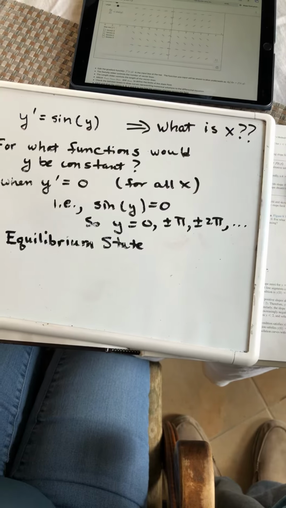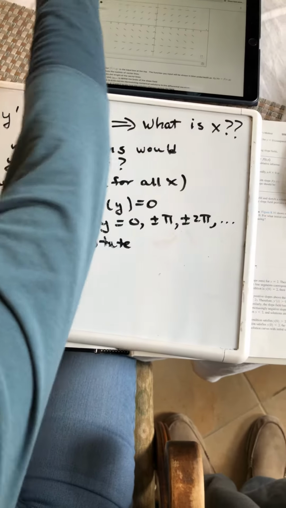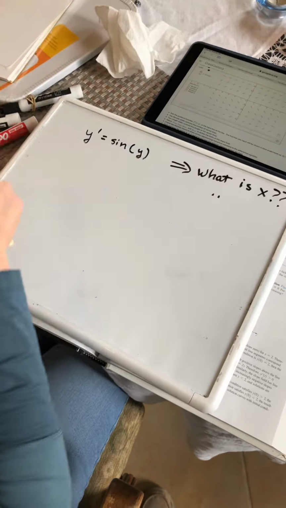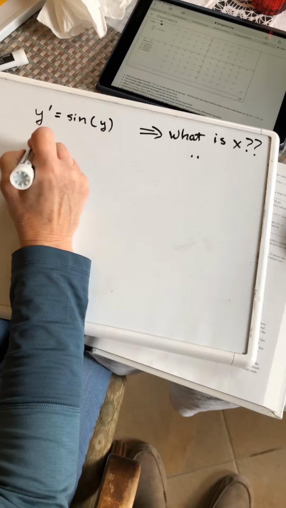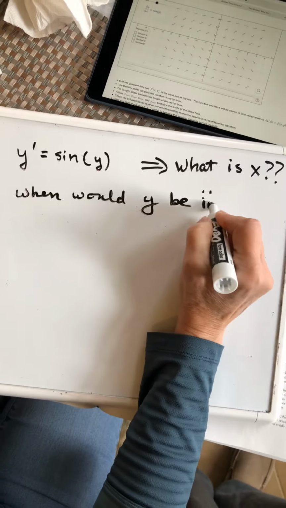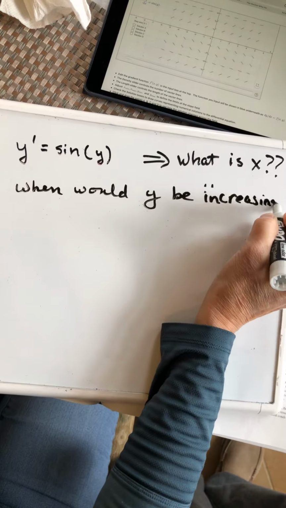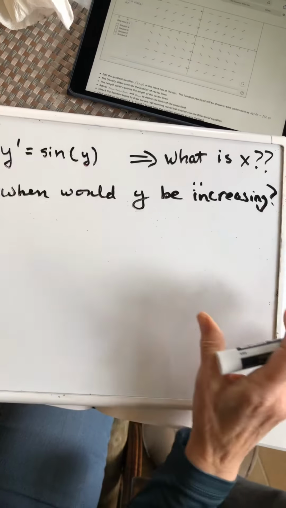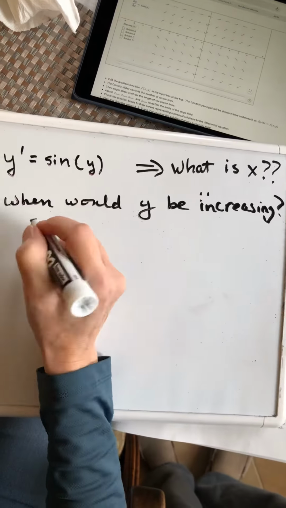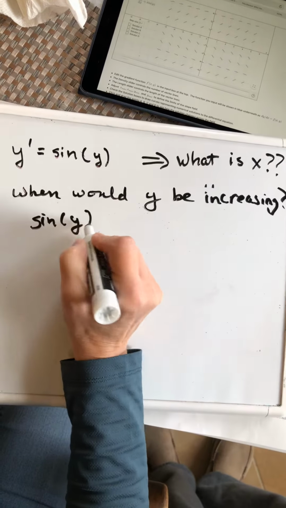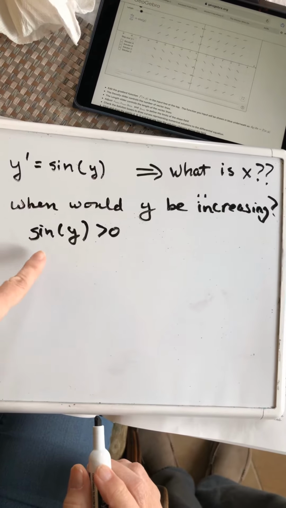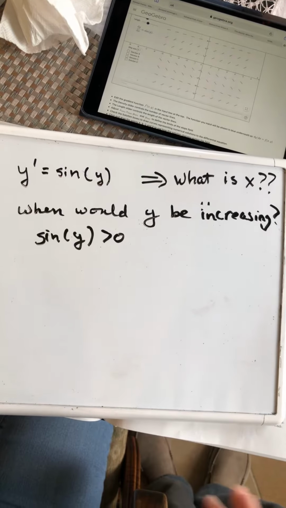All right, so now let me erase this and ask, when would y be increasing? We already know when y would be 0 and constant, so now we want to know when y would be increasing. And that's when the sine of y is going to be positive, because that's the derivative. Where the derivative is positive, your y function is going to be increasing.